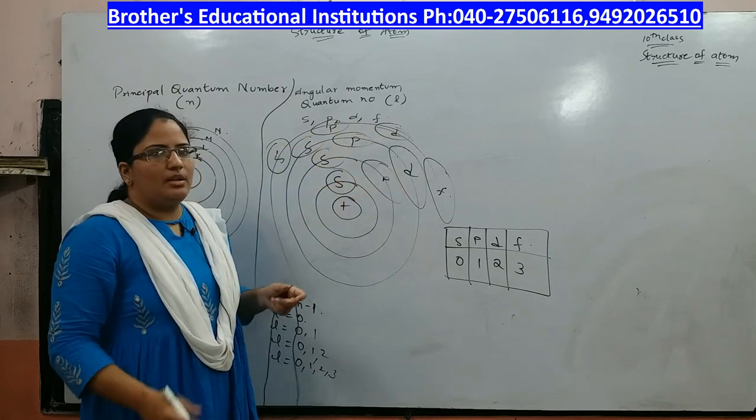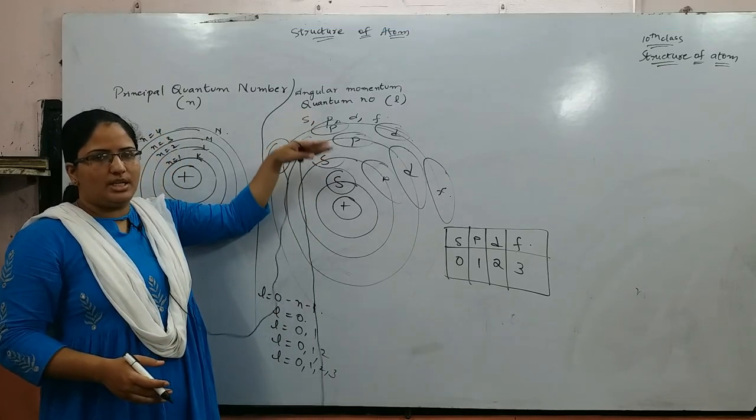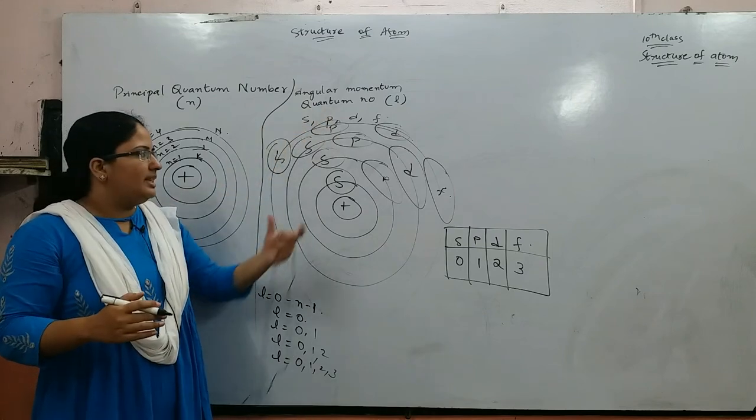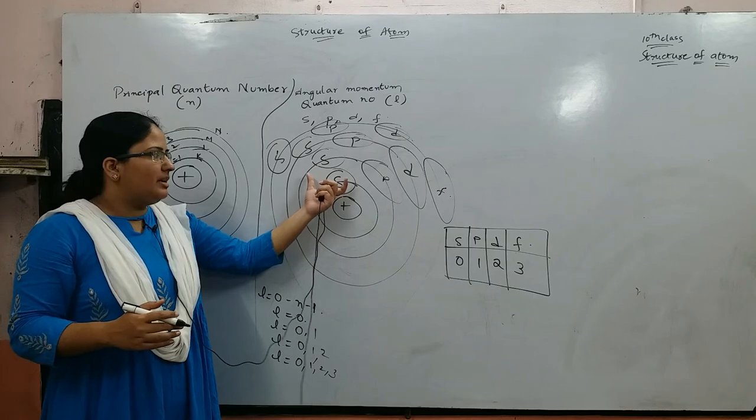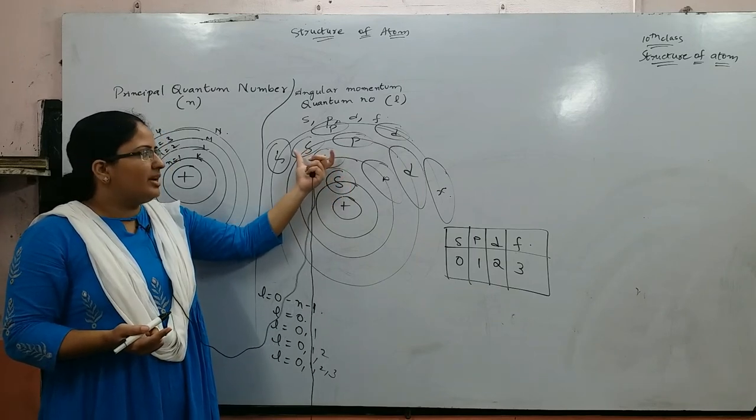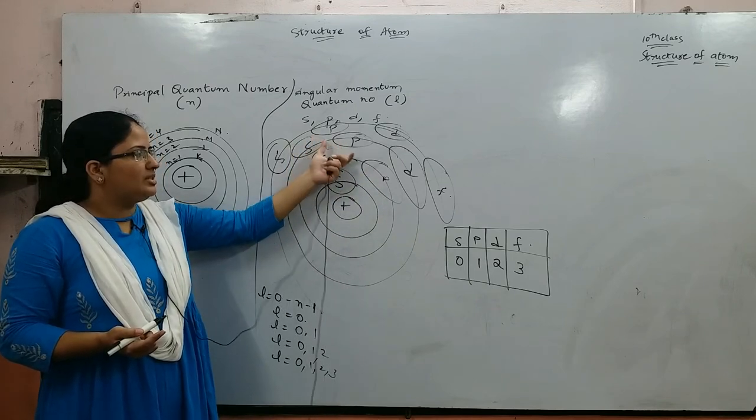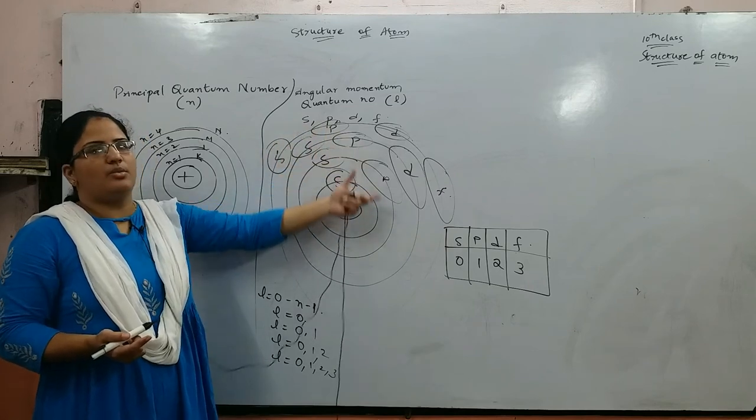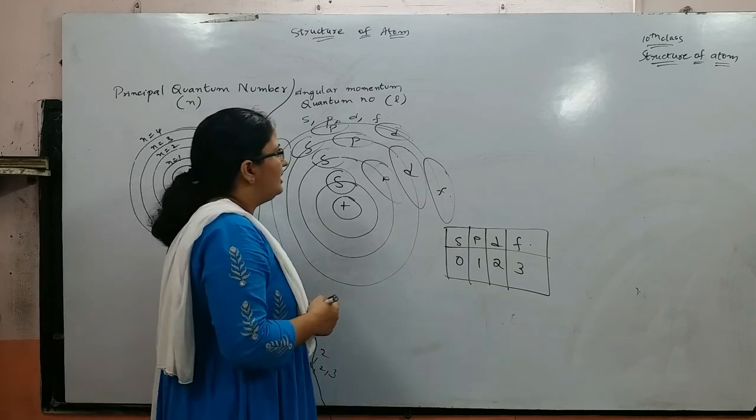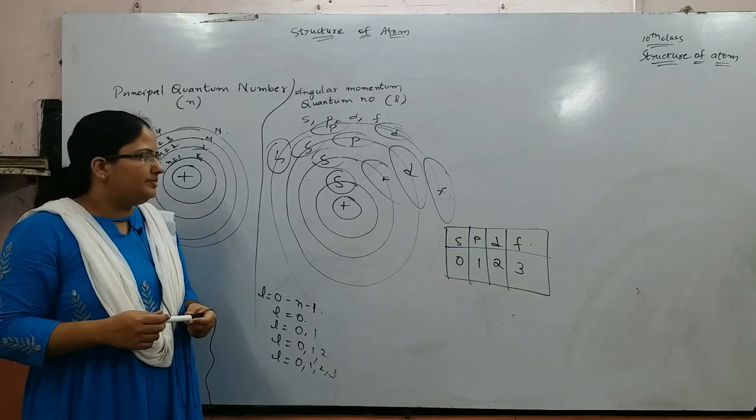Imagine an apartment building in which these are the floors. N is equal to 1, N is equal to 2, N is equal to 3, N is equal to 4 are the floors. Now, these are like individual apartments. In the first floor you have only one apartment. In the second floor, let us say you have 2 apartments. In the third floor there are 3 houses. In the fourth floor there are 4 houses. It is like that. Here L also tells us about the shape of the orbital.